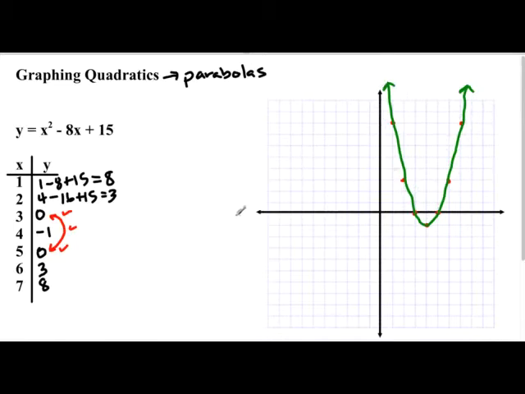And there are some things here that are going to be very important to notice. First of all, this kind of parabola is going to have its vertex as its minimum point.